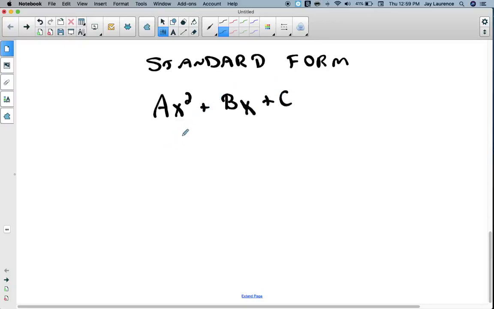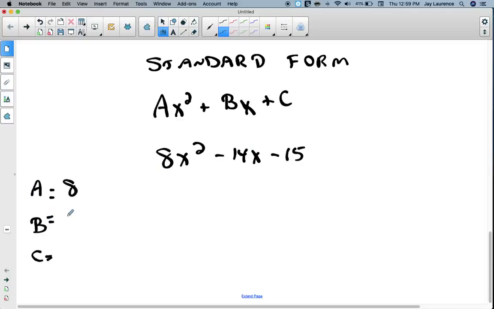Okay, so the next one we're going to do is going to be 8x squared minus 14x minus 15. If I needed to know what A, B, and C were, I could list them out, right? And go A, B, C, easy as 8, negative 14, negative 15, right? A, B, and C, including the signs. Okay, that's going to help us soon. Not in this problem, though.